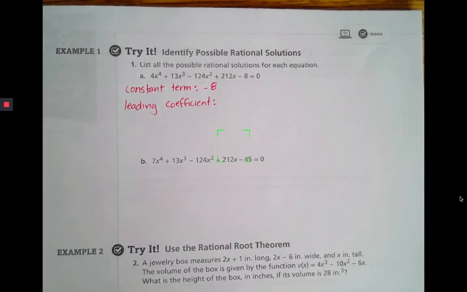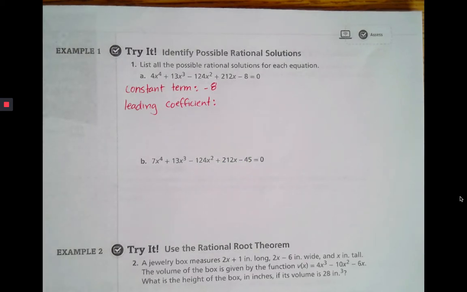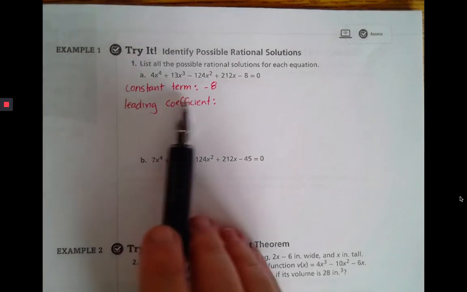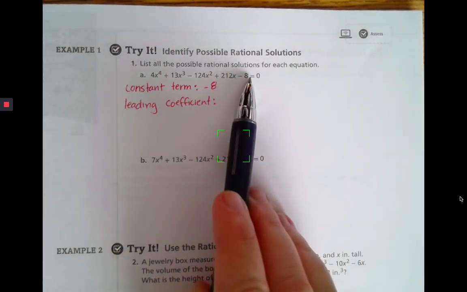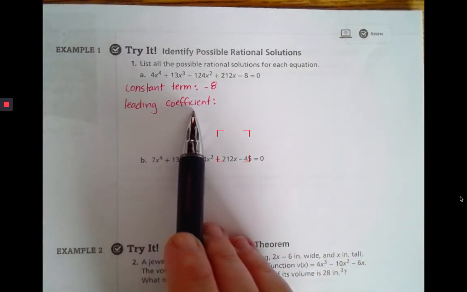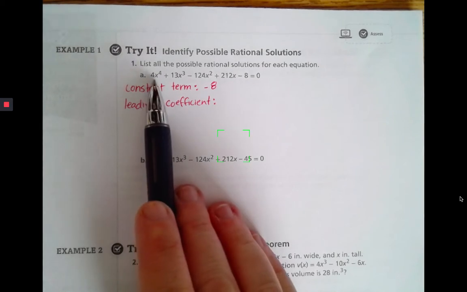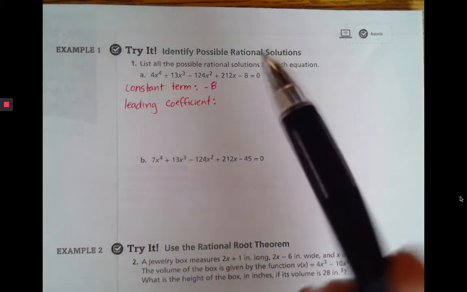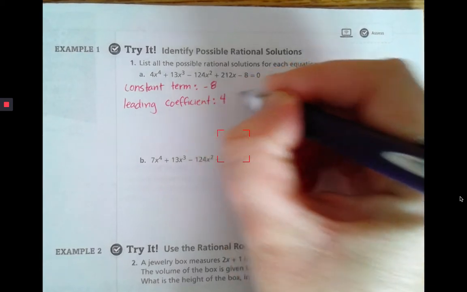They've just given us an equation. They haven't told us what any roots are, so we have to come up with a possible rational solution, or a real solution, for each equation. We do that by finding our constant term. Remember, that's the last term of the equation, and then your leading coefficient. That's the very first number in your equation. So our leading coefficient is 4.